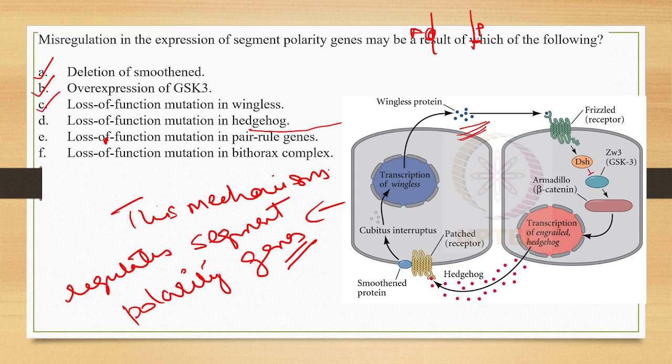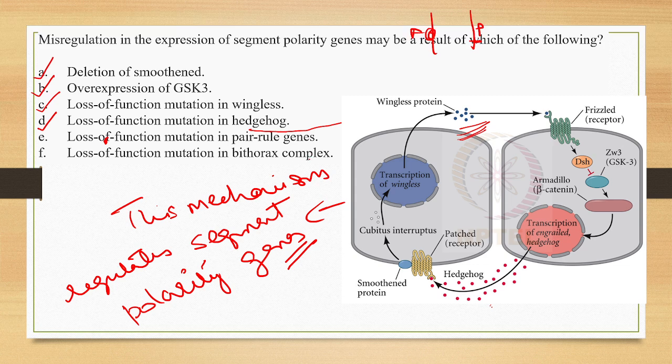Then loss of function in hedgehog. Where is hedgehog? Here. So if there is a mutation in the hedgehog protein, what will take place? Loss of function means the mutation has led hedgehog in such a way that it has lost its function. So now hedgehog will not go and bind to here. If hedgehog will not go and bind to here, again the cycle is disturbed. So this will also lead to misregulation. Then loss of function mutation in pair rule genes.